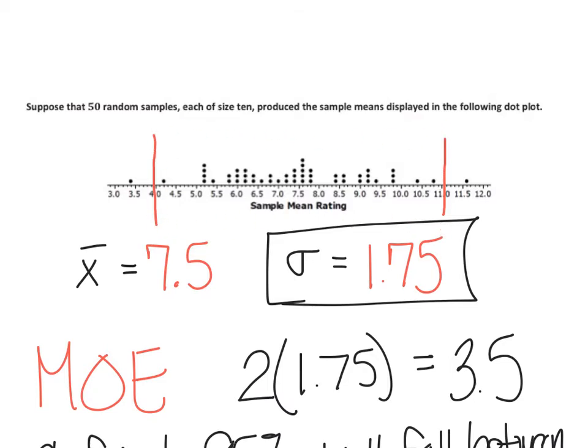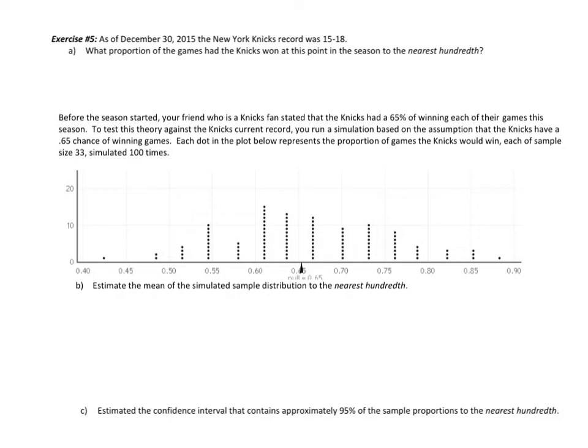As of December 30th, 2015, the New York Knicks record was 15-18. So that's 15 wins to 18 losses if you're not sure how to read that. What proportion of the games have the Knicks won at this point in the season to the nearest hundredth? Well, they have won 15 out of how many? I would say 33 total. So to the nearest hundredth, I would say their winning percentage is 0.45.